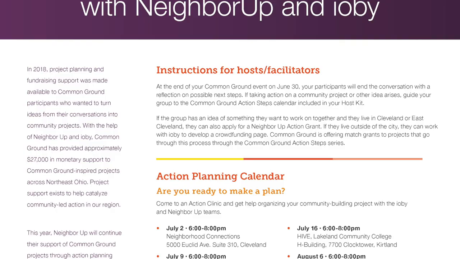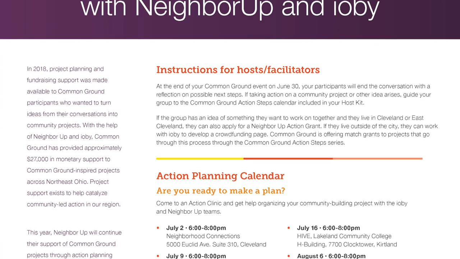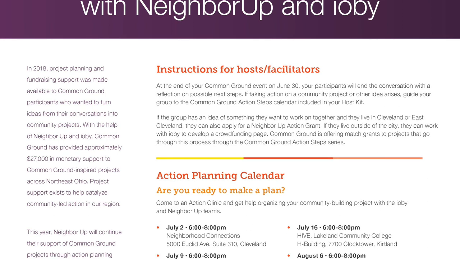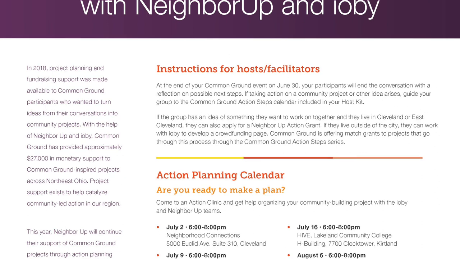So on page 9, the ending instructions for hosts and facilitators is really about talking to people about what the next steps are that they can take. So remember, as part of your closing, you're going to point people towards the After Common Ground calendar. We're calling it an action planning calendar. And there are a few categories there, three to be exact.